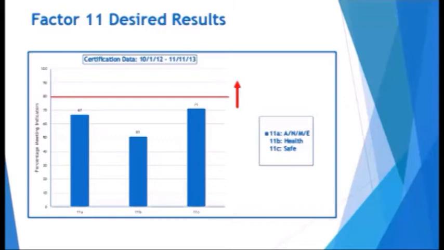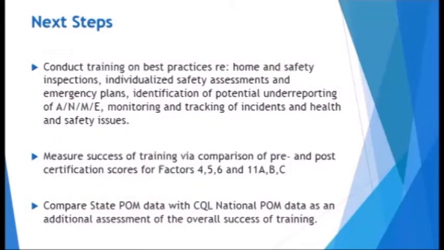More awareness, education, and training on best practices. The expectation is that agency scores will improve. Statewide average scores will be minimally at 80% or at least receiving progress noted by the end of 2015. Next steps that I'll be using to ensure that this training is effective is there's going to be some more training on best practices related to the home and safety inspections, individualized safety assessments, identifying potential underreporting, and measuring the success of training by comparison scores from factors 4, 5, 6, and 11A, B, and C.